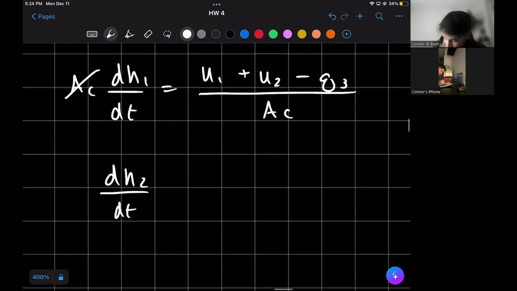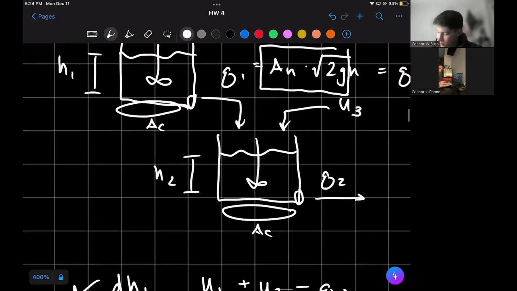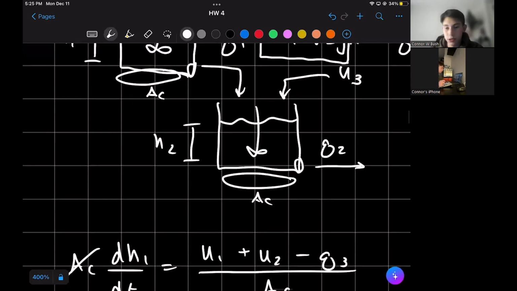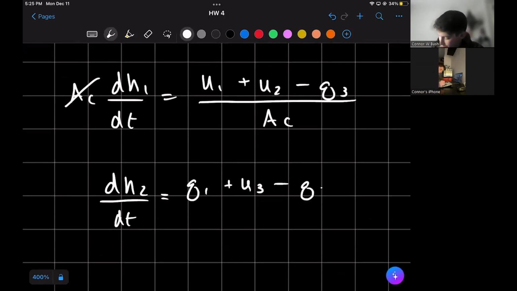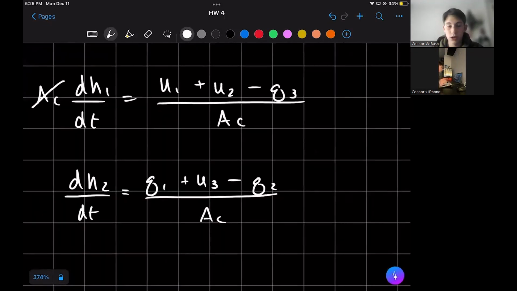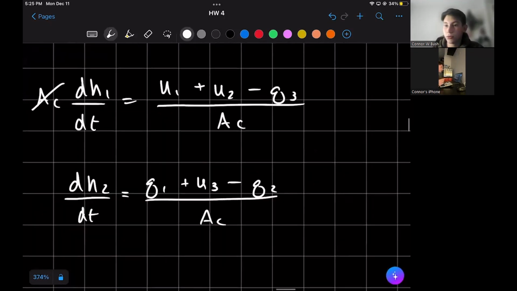And then similarly, we can look at tank 2. We have two flow rates coming in, Q1 and U3. And then we're subtracting Q2 because that is the flow rate leaving. And then again, divide by the cross-sectional area of the tank. So now that we have these two dynamic expressions, we can go into Colaboratory and code out all of the different parts for homework A.